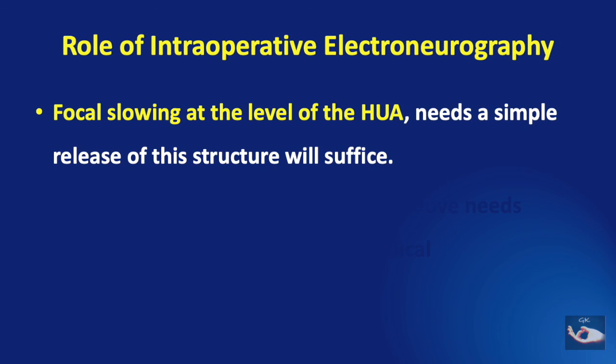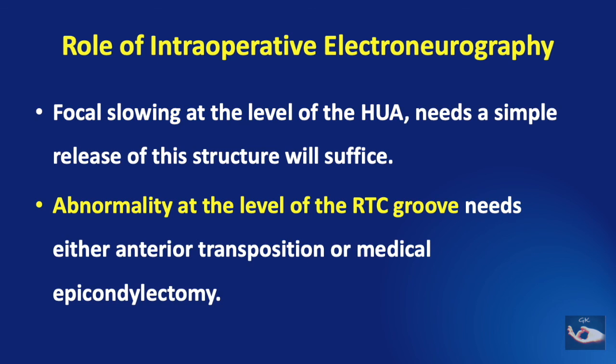If the intraoperative nerve recording shows focal slowing at the level of the humero-ulnar arcade, all it needs is a simple release of this structure, which can be done immediately. Or if there is an involvement at the level of the retroepicondylar groove, it needs either anterior transposition or medial epicondylectomy.